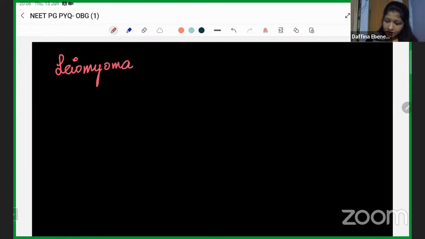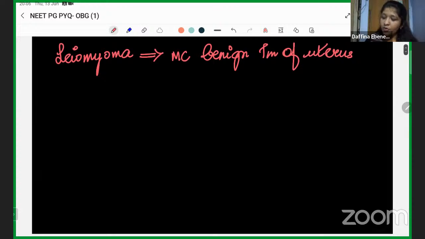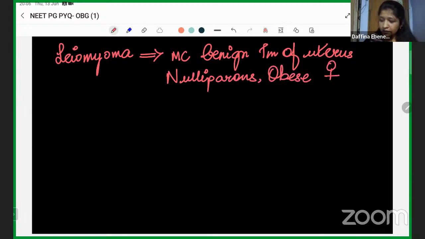Okay. So this leiomyoma is the most common benign tumor of the uterus. So who are more prone to develop this leiomyoma? It can occur in nulliparous, obese females.